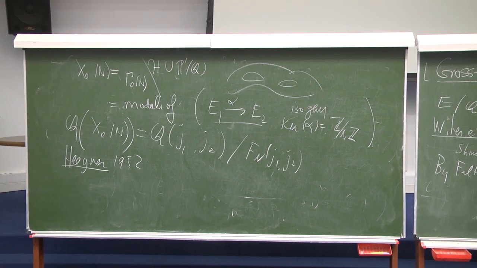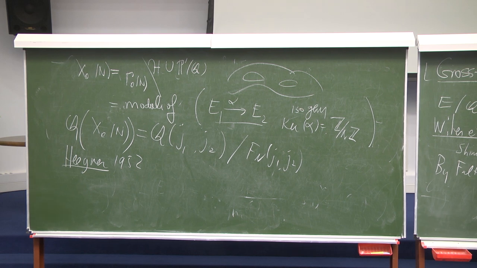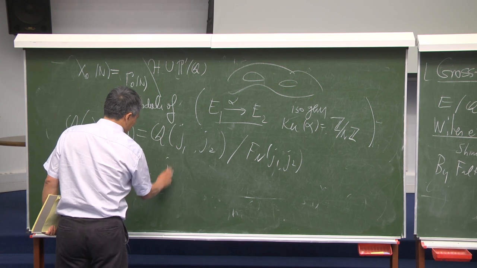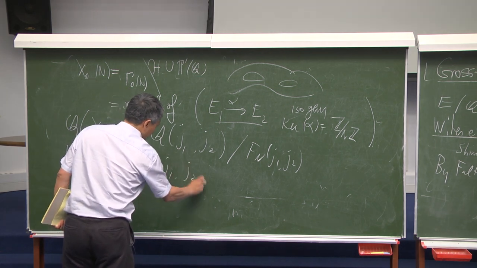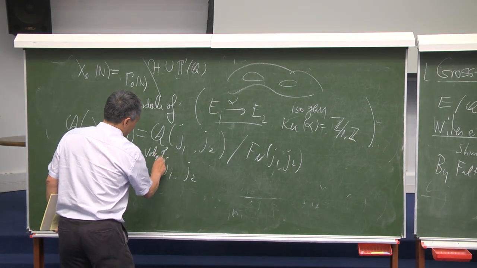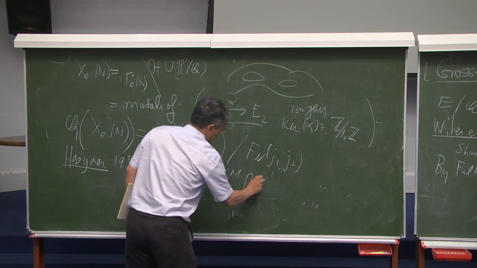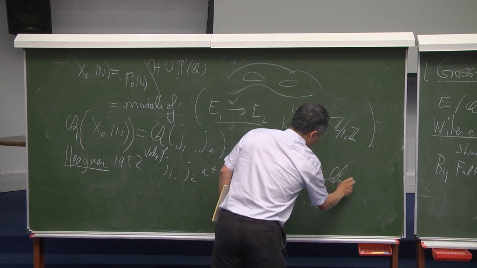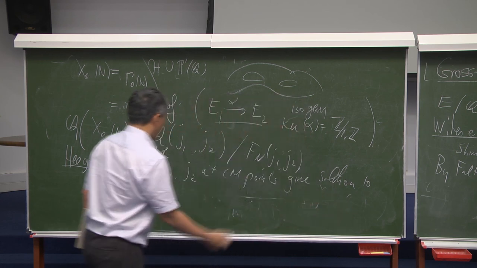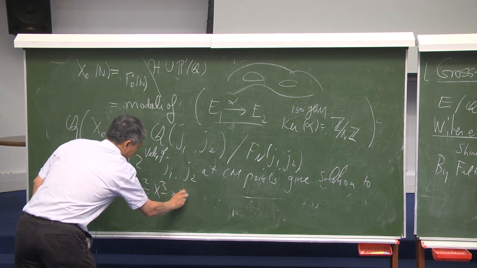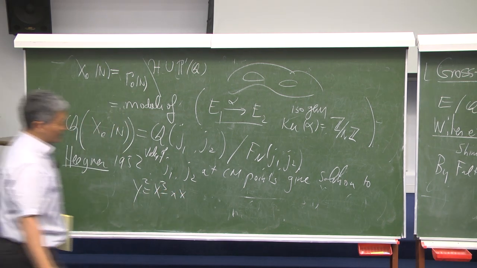That's a funny thing. Heegner discovered this when he was 59 years old. This is probably one of his first papers about this. He found out that the values of j1, j2 at these points give a solution to the elliptic curve. Actually, in his case, it's just y squared equals x cubed minus nx. And the solution is a non-trivial solution.